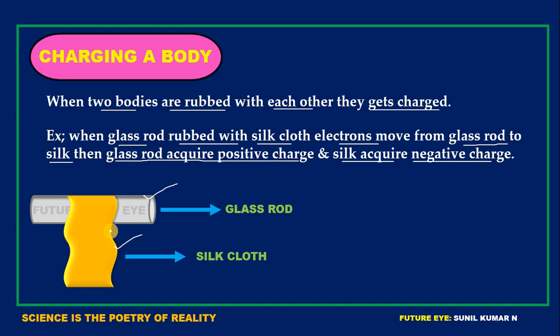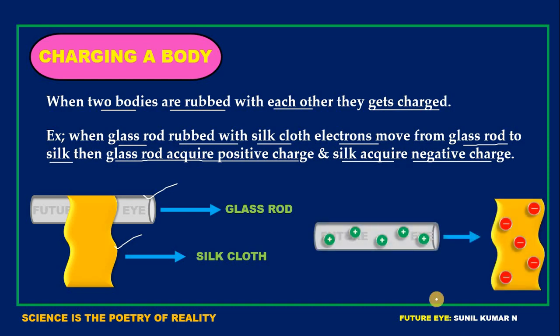So those electrons jump from the glass rod to the silk. Hence, here you can easily understand, children, now this rod gets positive charge and this silk cloth gets negative charge. It is very important to understand why this glass rod has got positive charge and why this silk cloth has got negative charge. See, before rubbing, in the glass rod the number of protons is equal to the number of electrons. But when I rubbed, the negative charges present in the glass rod jumped into the silk cloth.